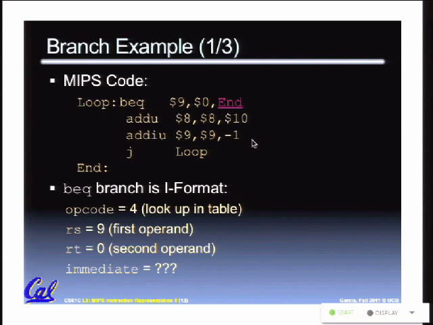Well, you're trying to jump to the end. You'd always go forward by 1 instruction anyway, so that brings you to addu. And then you have to go forward 2 more instructions to get to the end. So that's actually 3. Any questions?